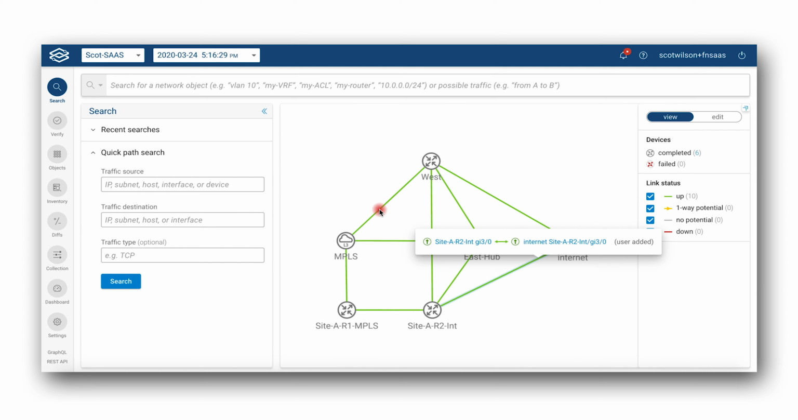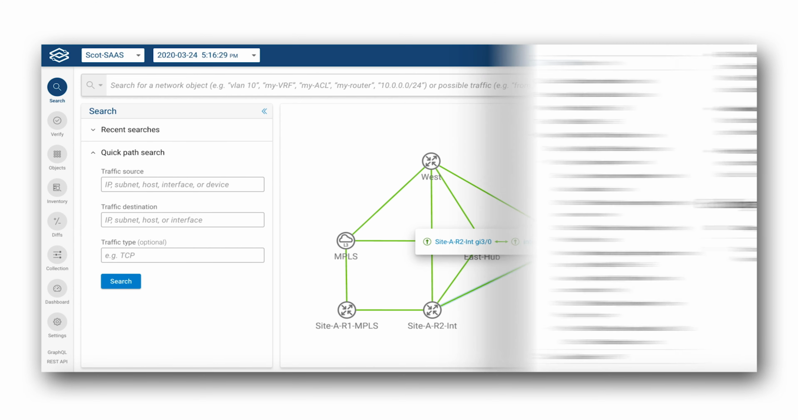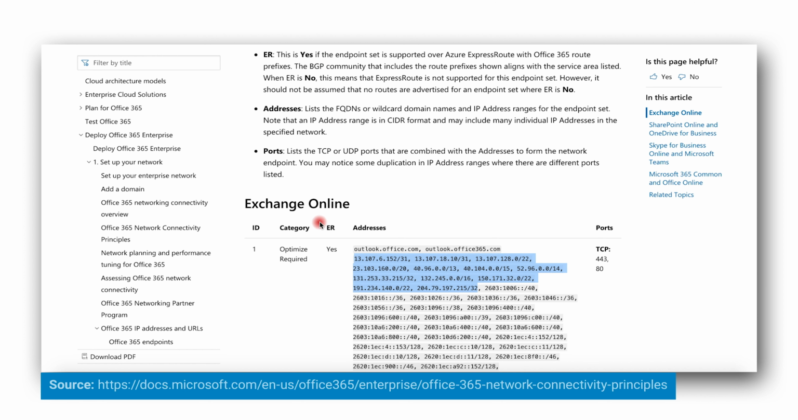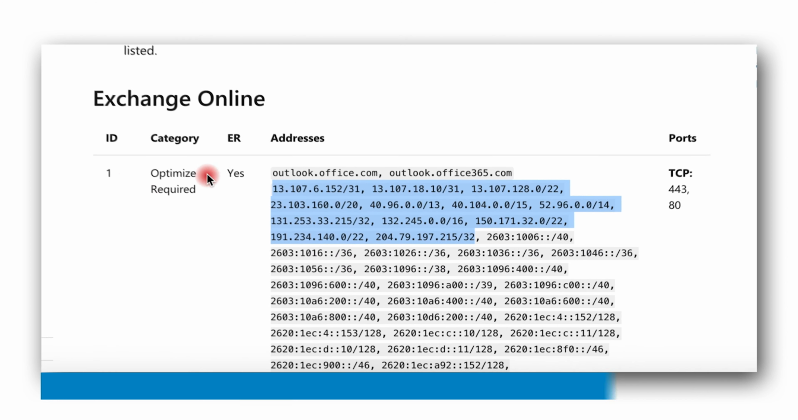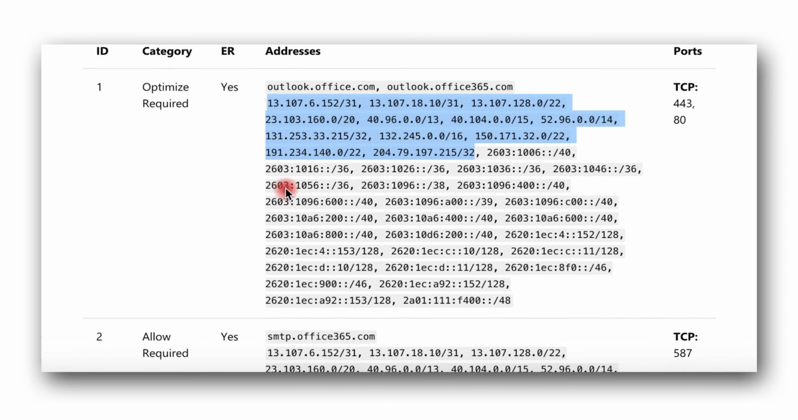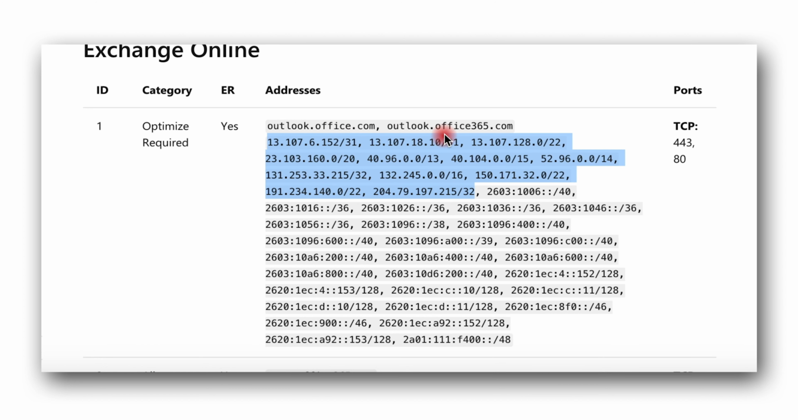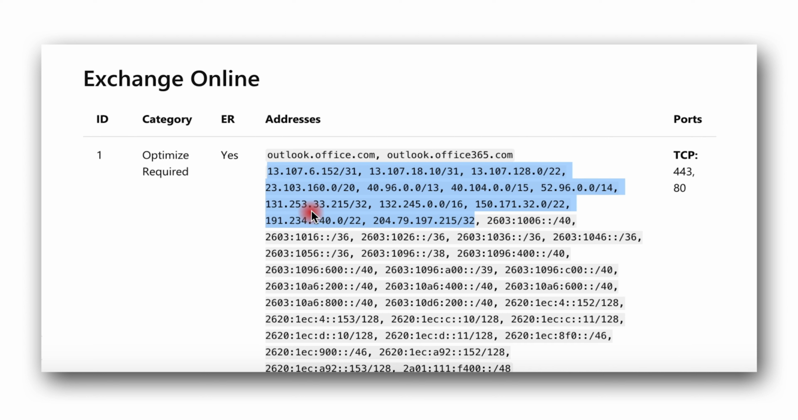So here I am at the Forward Networks UI, but before we can drill in and find out how we're getting to Office 365, let's understand what that application is. Microsoft does publish a list of IP addresses for Office 365, in particular Exchange, in a bunch of different categories. We're going to focus on this first one, Outlook.office.com, Outlook.office365.com, commonly what the clients would use. It has optimized required, this ER list of addresses and ports, perfect for us to use in the Forward Networks platform.